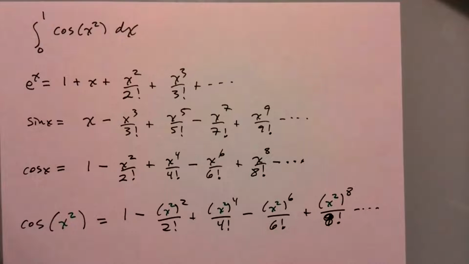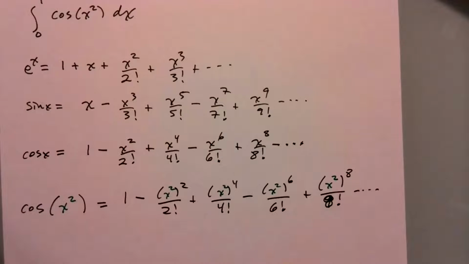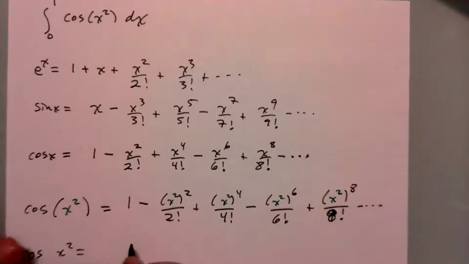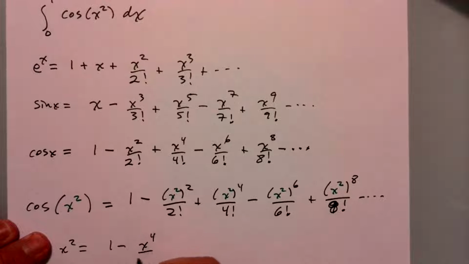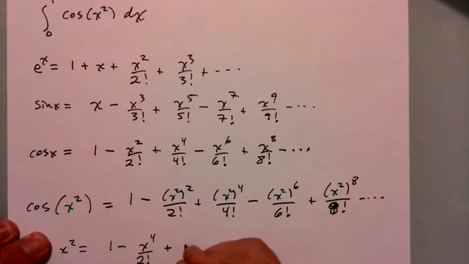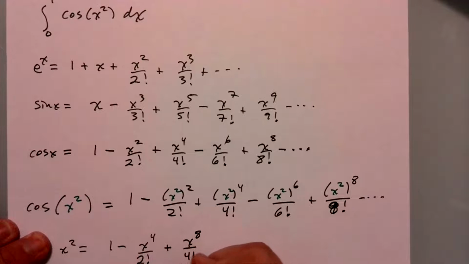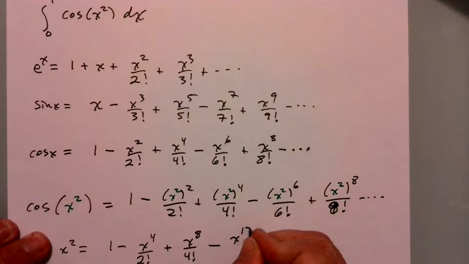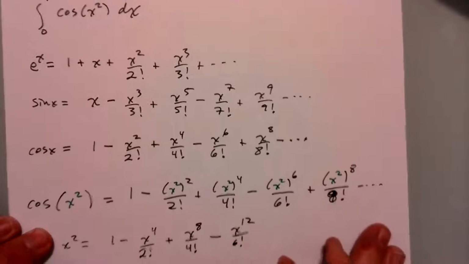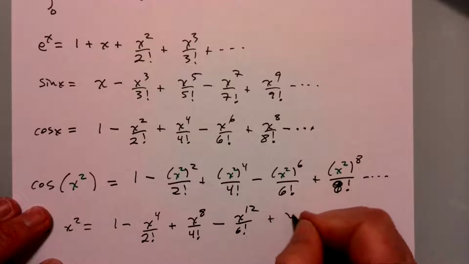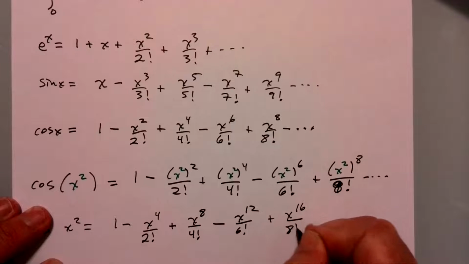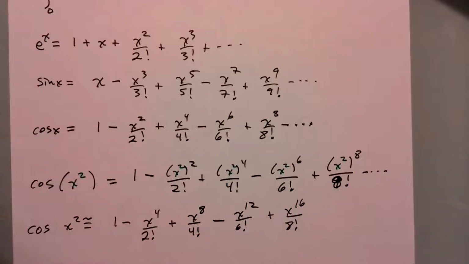So if we are looking for an approximation for the function cosine of x squared, it will be what? First 5 terms. So this is a Taylor polynomial of order 16, by the way. Cos of x squared is 1 minus x to the 4th over 2 factorial plus x to the 8th over 4 factorial minus x to the 12th over 6 factorial plus x to the 16th over 8 factorial. We'll make that approximate, right? Because it's a Taylor polynomial of order 16. So that's out there, no doubt about it.